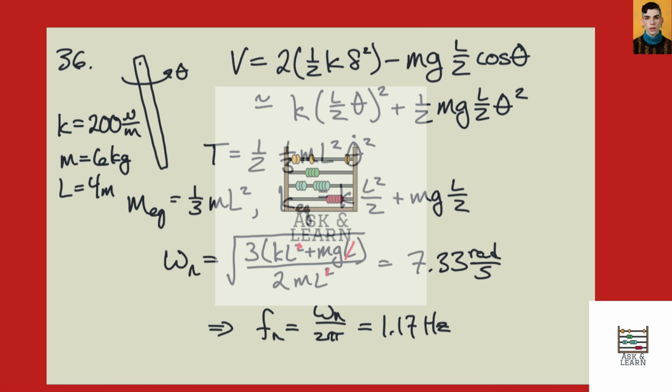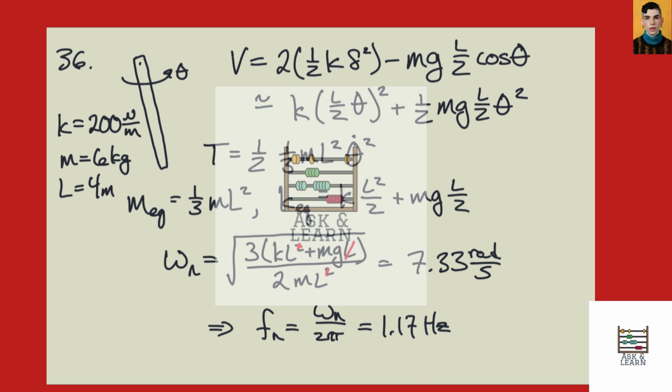Now, if we measure the gravitational energy from this point here, we get minus mg, and then y, the distance, the vertical component of the center of mass, is L over 2 cosine theta. And then we have 2 times the spring elastic energy, which is 1/2 k times the change in length squared. And again, the change in length of each spring is going to be the same, at least for small motions.